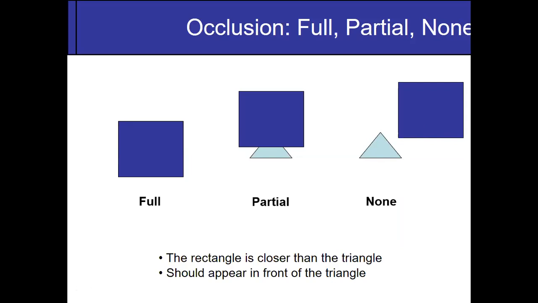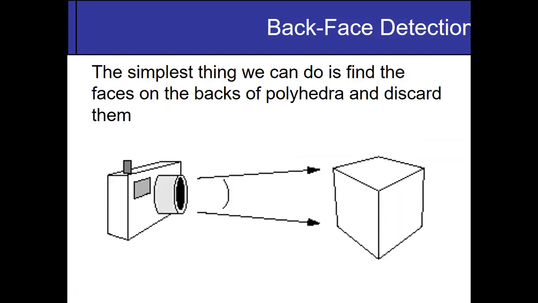Now the point is, all these can be easily understood by a human being. How do you make the machine understand? That's the tricky part. All right. Now we'll first apply the object space method, the backface detection method. The simplest thing you can do is just discard whichever pixel is not visible. That is the meaning of backface detection.